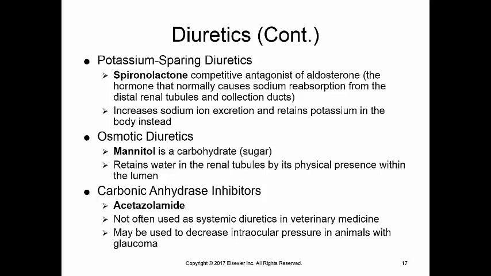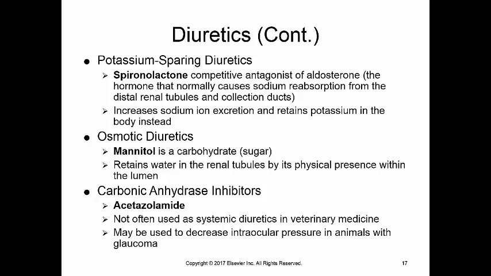We have potassium-sparing diuretics, so spironolactone is the main one that we use. We usually use it in conjunction with our loop diuretics, and what it does is it actually increases the reabsorption of potassium back in the body, so we don't have that dipping down or that major loss of potassium that we see with our loop diuretics.